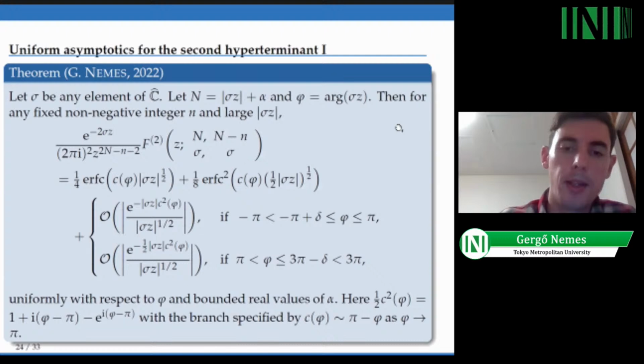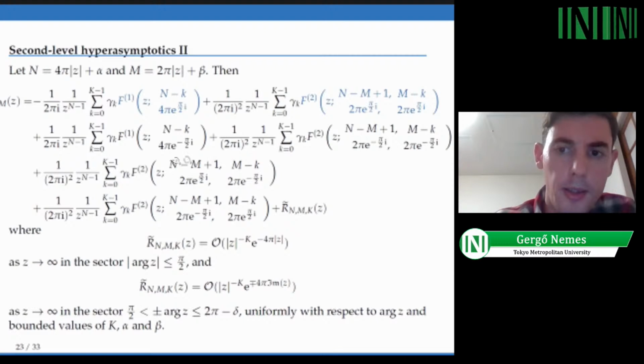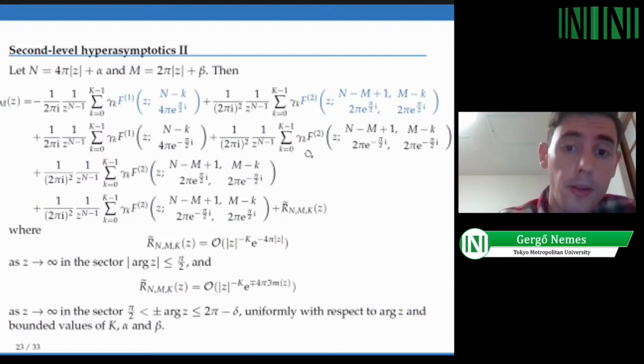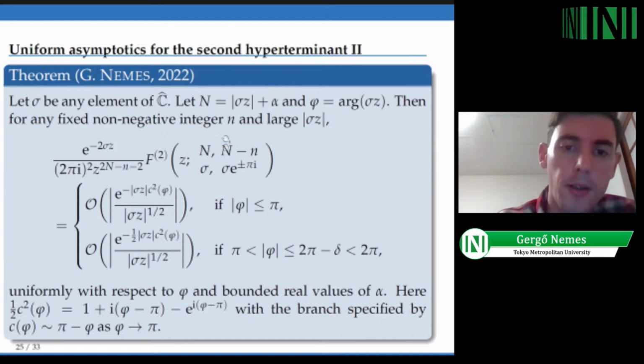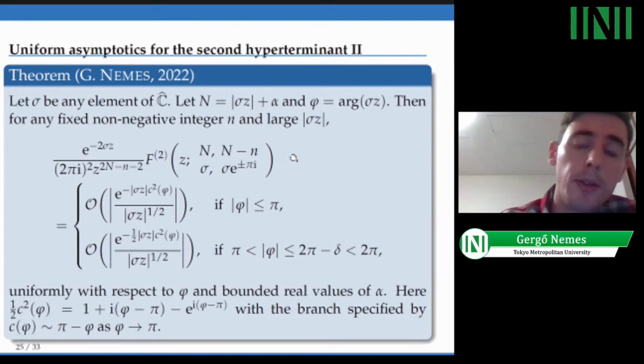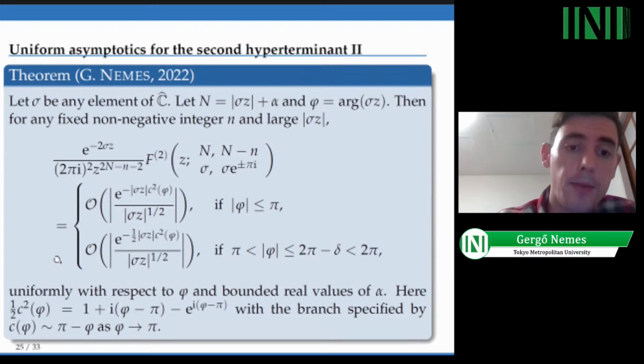And just to show that these hyperterminants with the mixed singulants are not contributing much, I established another formula for this F2 function when the second singulant is multiplied by e to the plus minus iπ. Then it is found that the size of this function is the same as the error term of this asymptotics. So these functions will indeed not contribute much, at least at leading order.